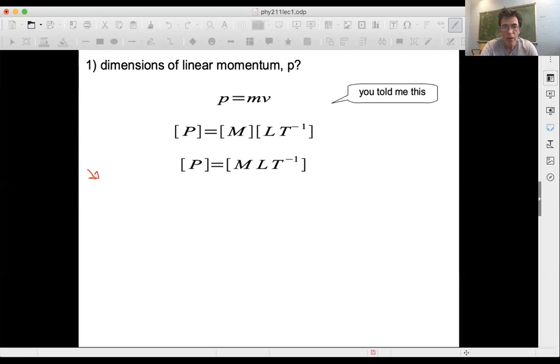So the top line of the solution is my starting point. And it's what somebody told me or somebody told you, that you might not know what linear momentum is, but its definition is mass times velocity. So I wrote down the defining equation of linear momentum, the equation we use to introduce and define quantitatively linear momentum. So that was my starting point.